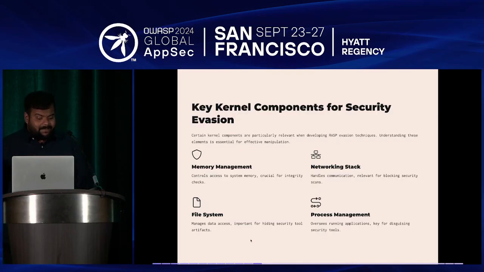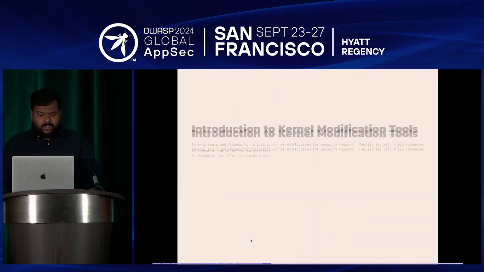Third, file system. This is easy. It manages data access, important for hiding security tools and artifacts. So for jailbreak, there will be artifacts in the file system, but it uses the file system syscalls for that. And obviously, the 4th one is process management, where it oversees running applications, key for disguising as a security tool, right? These are the 4 things generally which are used.